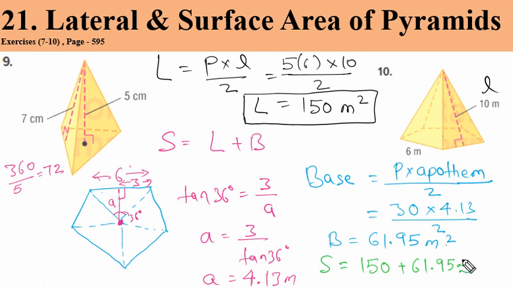If you want to write to the nearest 10th place, you can write that also. 150 plus 61.95 is giving 211.95. So up to the nearest 10th place, if I am writing, that will be approximately 212 meter square. So that is your answer. That's how you will solve it.